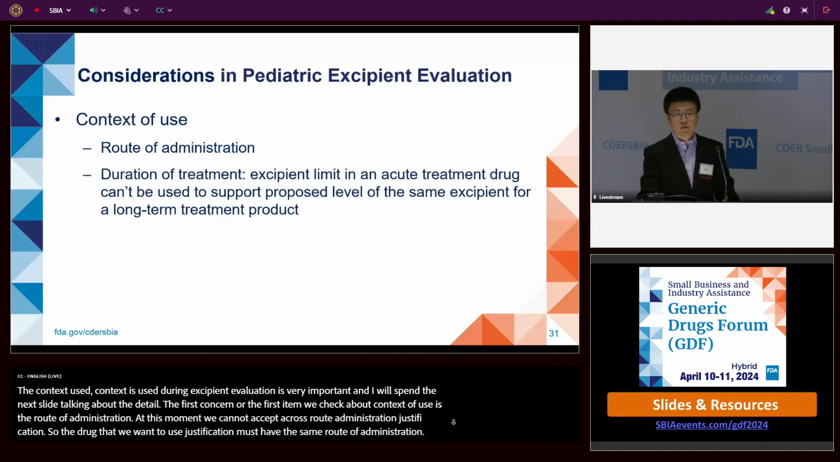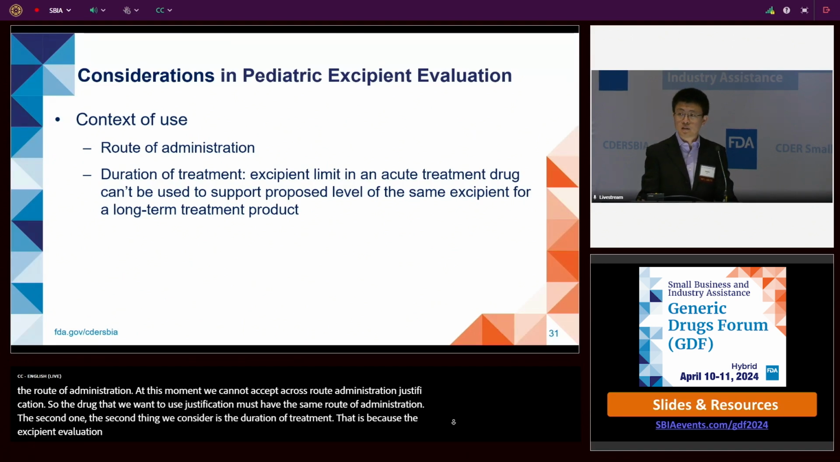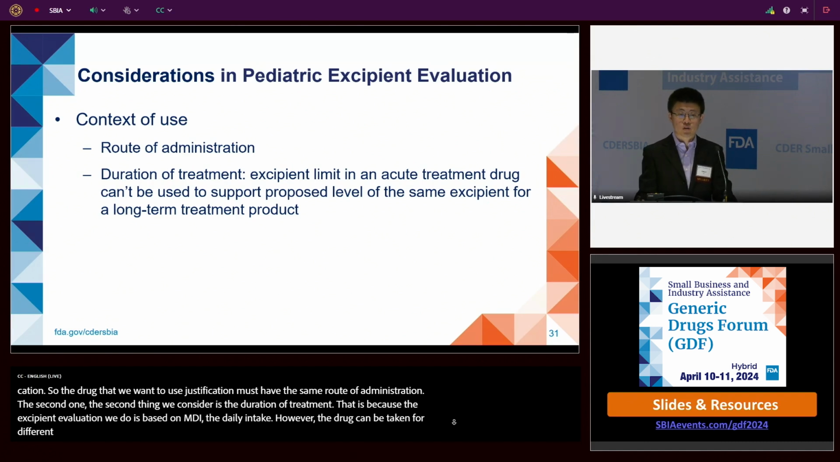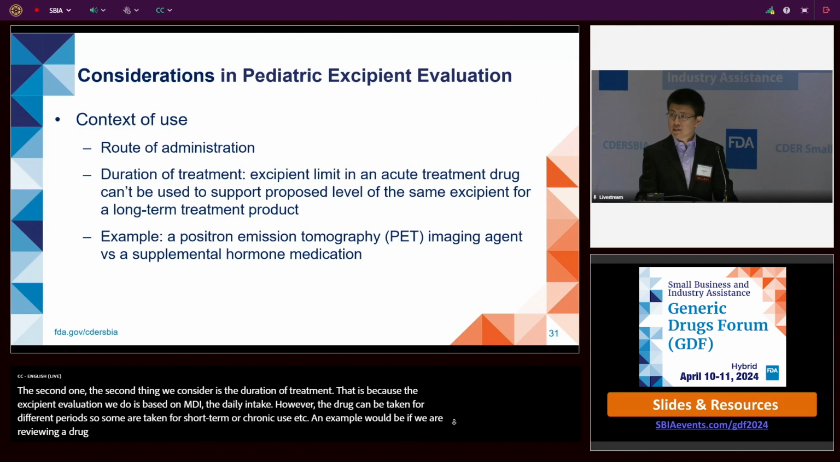The second thing we consider is the duration of treatment. That is because the excipient evaluation we do is based on MDI, the daily intake. However, the drug can be taken for different periods. Some are taken for a short term, some for chronic use, etc. An example would be if we're reviewing a drug for supplemental hormone medication, and we want to justify one of the excipients, probably we do not want to use a PET imaging agent, which you just take once.